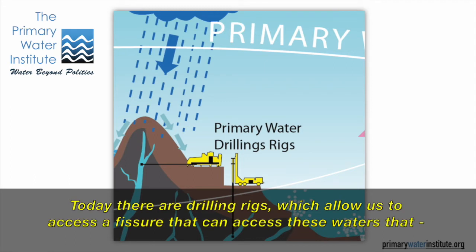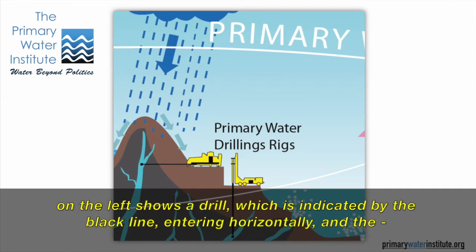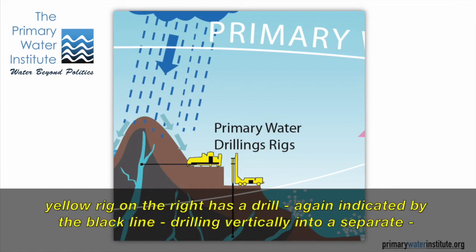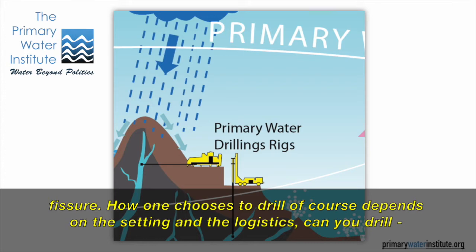Today there are drilling rigs which allow us to access a fissure that can access these waters that are trying to surface by drilling either vertically or horizontally. The yellow drilling rig on the left shows a drill, which is indicated by the black line, entering horizontally, and the yellow rig on the right has a drill, again indicated by the black line, drilling vertically into a separate fissure. How one chooses to drill, of course, depends on the setting and the logistics.